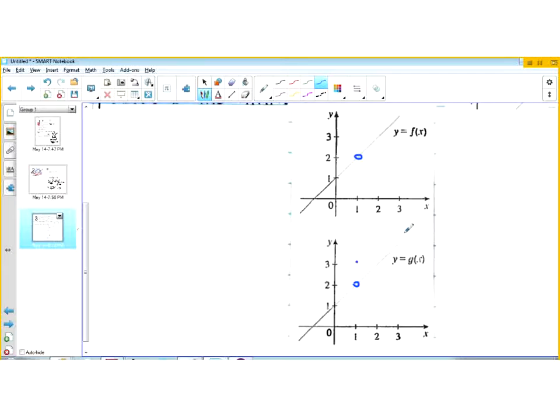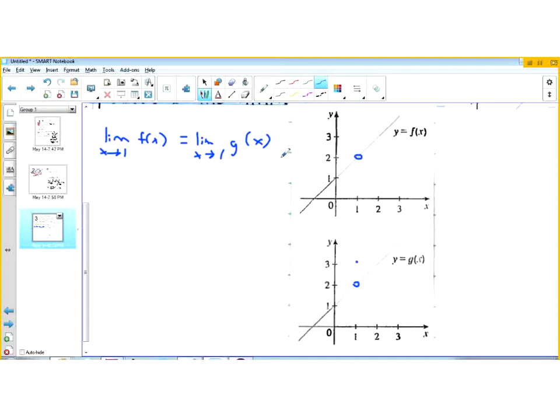So in this case, the limit as x approaches 1 for f of x is equal to the limit as x approaches 1 of g of x. Okay, and later on this fact might prove very useful in some very important results.